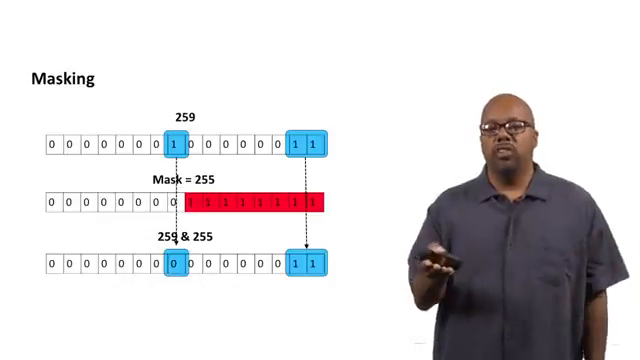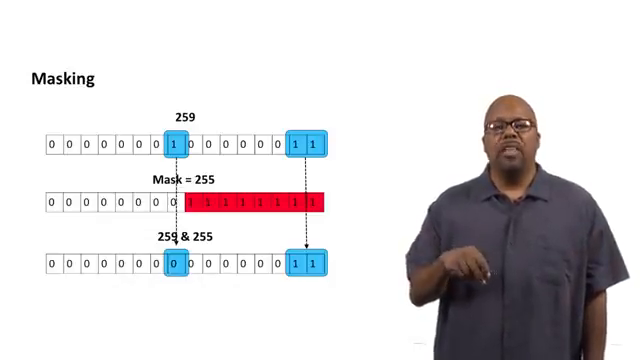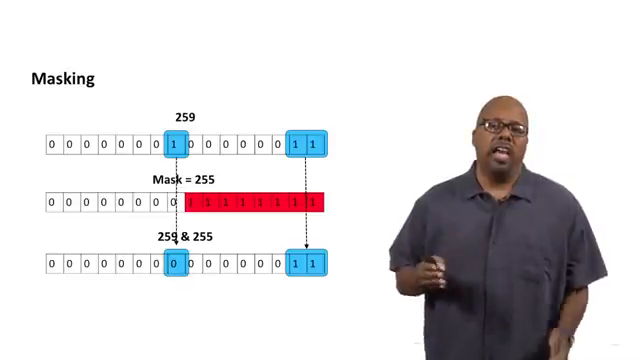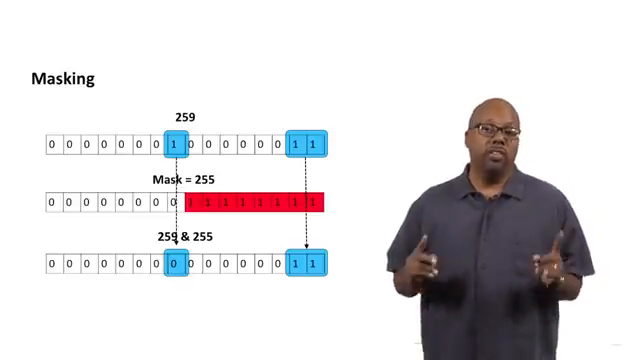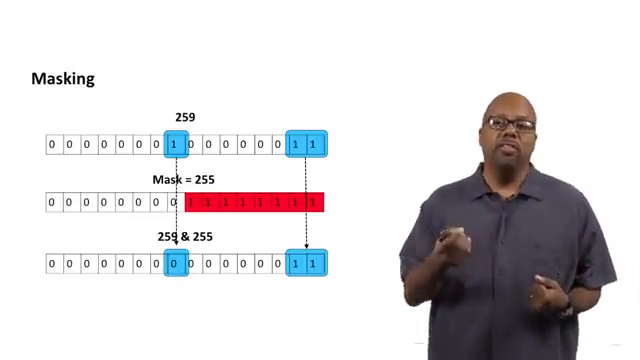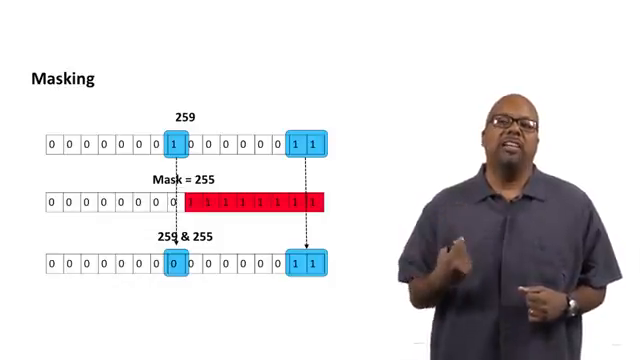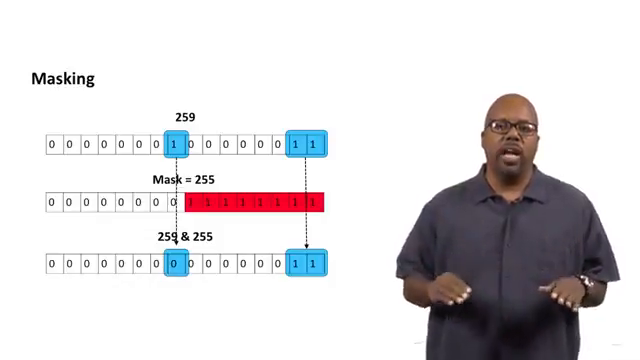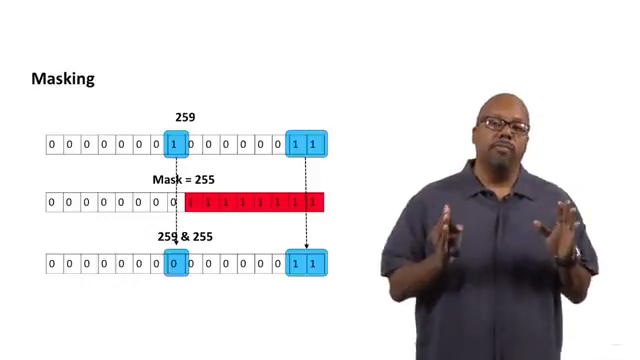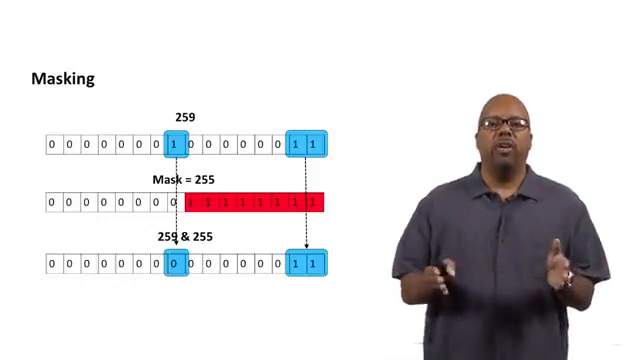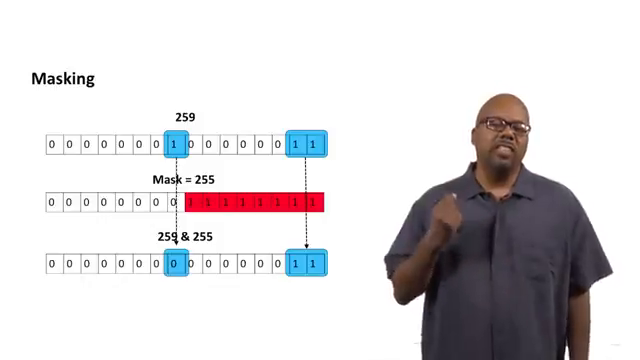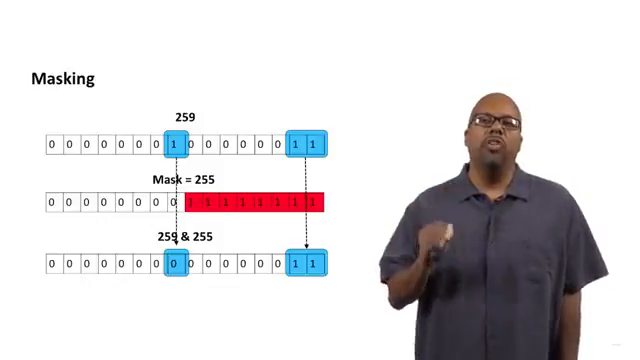So you notice in the result at the bottom, the most significant 8 bits are all zeros, even though that wasn't the case in 259. 259 actually had a 1 in bit position number 8. But because you ANDed it with that 0 in the mask, it got zeroed out. So all the most significant 8 bits are zeroed out in the result. And what this effectively does is allow us to focus on only the bits we want.